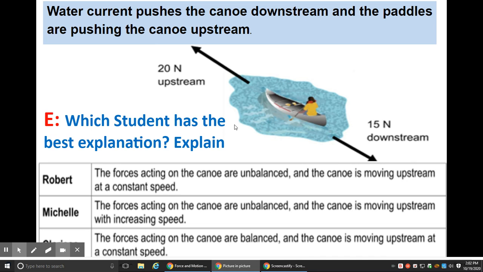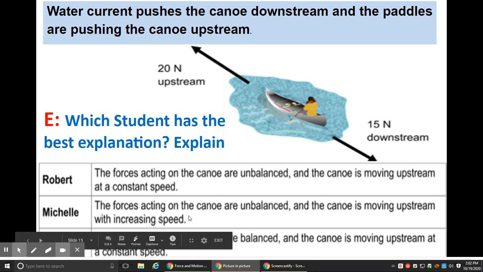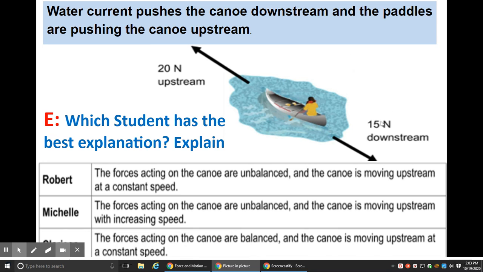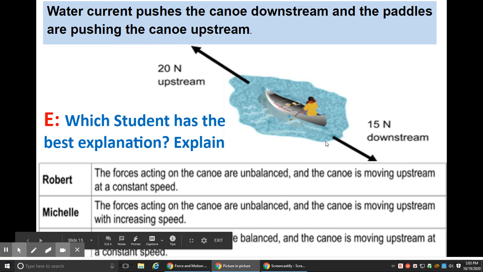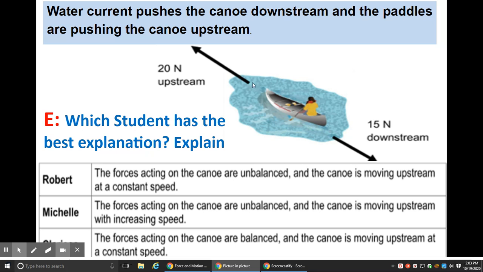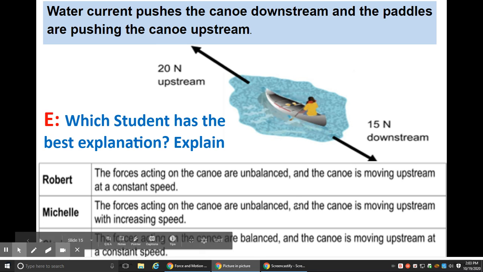So that's incorrect. And lastly, the forces acting on the canoe are, I'm sorry, she said unbalanced, and the canoe is moving with increasing speed. Okay, that is correct. The forces are unbalanced because 20 subtract 15 is 5 newtons of force, and the boat is going to move in the direction of the greater force, upstream.